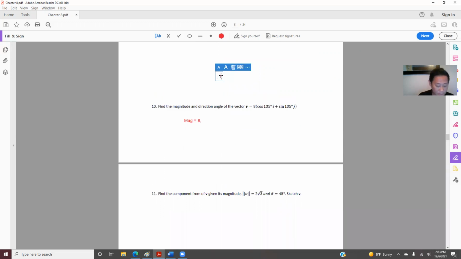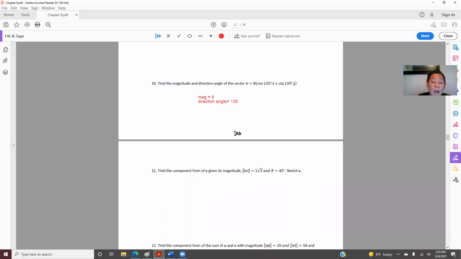So your magnitude will be 8 and your direction angle in this case will be 135. If you have it in what we call direction form, the first number you see here is your magnitude, and the theta, which is the angle behind here, is the direction angle.